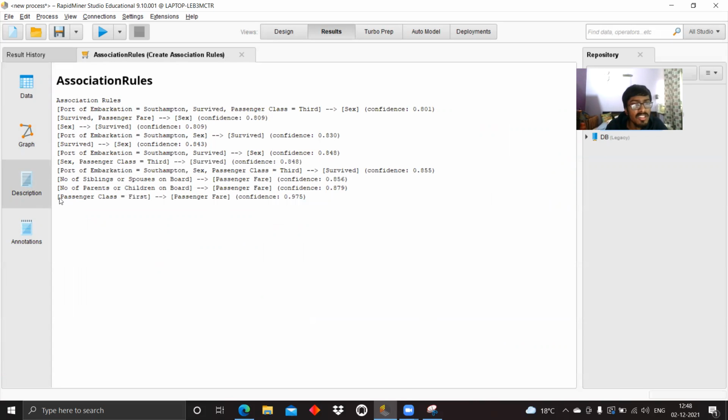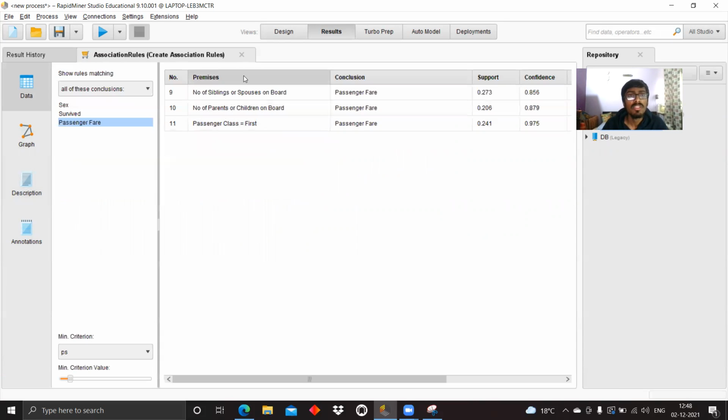Now let us consider an example. If the attributes number of parents or children on board exist, then passenger fare also plays an important role in determining the confidence value. That is how association rule mining works. Similarly, let us take this first one here: port of embarkation is Southampton, survived, passenger class is third, then the sex of the person becomes associated with these 3 attributes, and the confidence value is given as 0.80. So that is how this works.